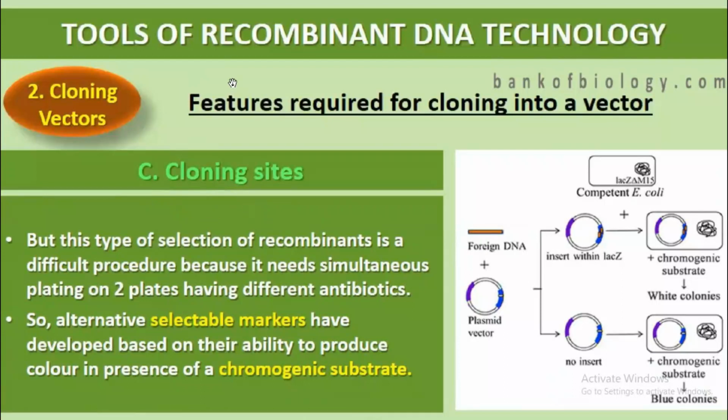What do you mean by chromogenic substrates? The substrate which gives color is known as a chromogenic substrate. The previous method, plating with antibiotics like ampicillin and tetracycline, is a difficult process, so we can use the chromogenic substrate. This is an alternative selectable marker that is developed based on its ability to produce color in the presence of a chromogenic substrate. Go through this illustration.